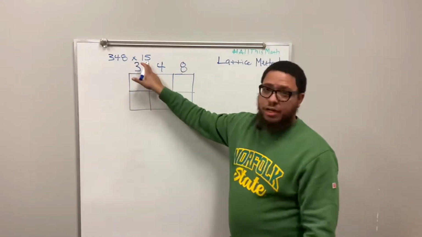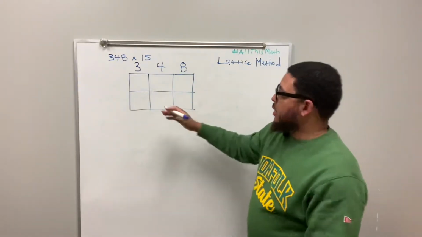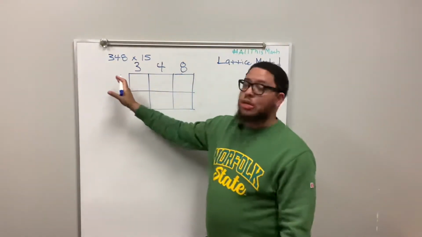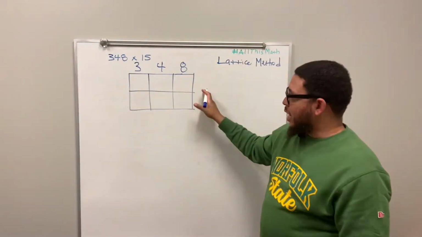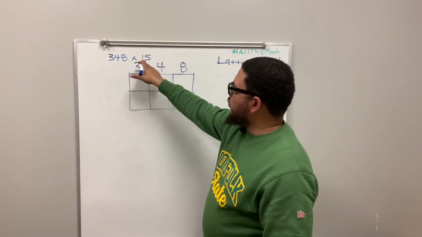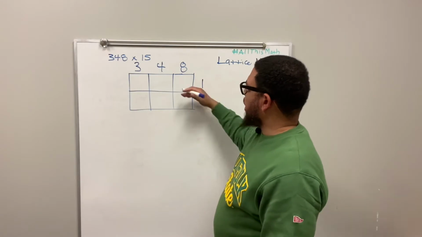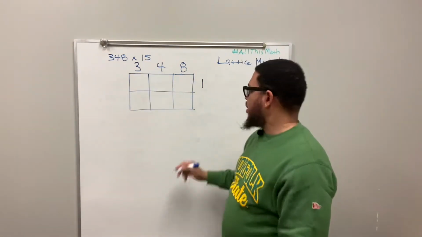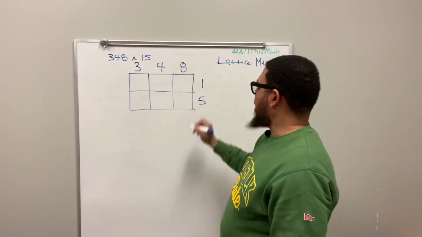Now I go to the 15. The 15 is not going to go on the left side. It's going to go on the right side. The 1 from the tens place goes next to the top row. The 5 from the ones place goes next to the bottom row.